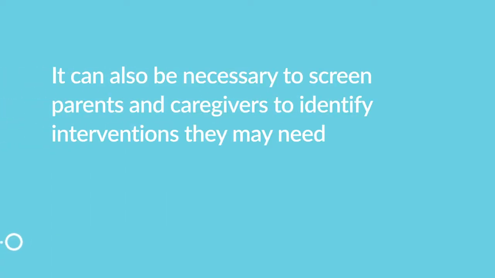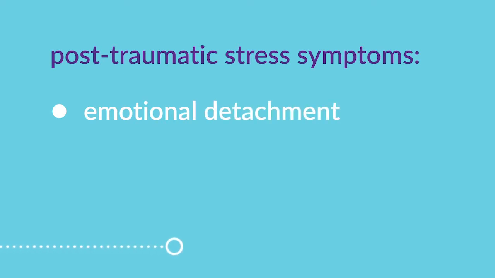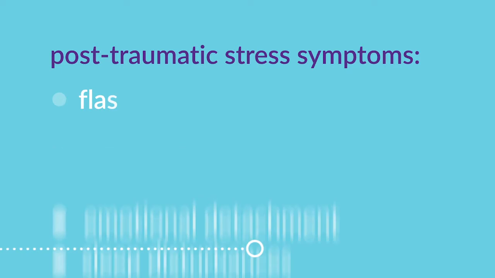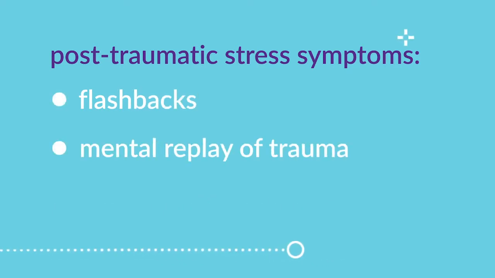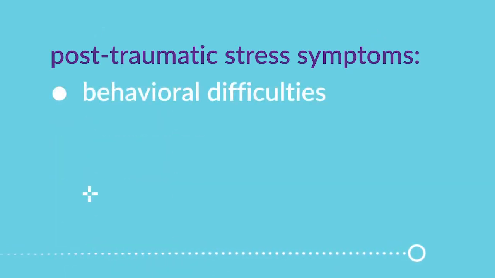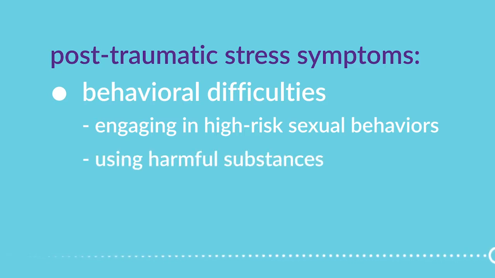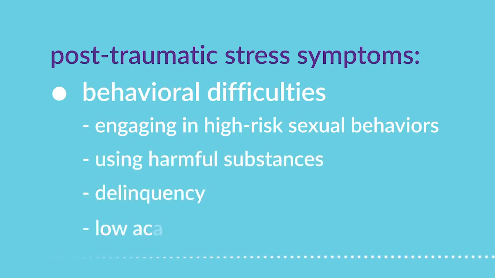Don't forget that it can also be necessary to screen parents and caregivers to identify interventions they may need. Symptoms can include post-traumatic stress symptoms like emotional detachment, sleep disturbances, flashbacks, mental replay of trauma, depression, anxiety, and behavioral difficulties like engaging in high-risk sexual behaviors, using harmful substances, delinquency, and low academic achievement.